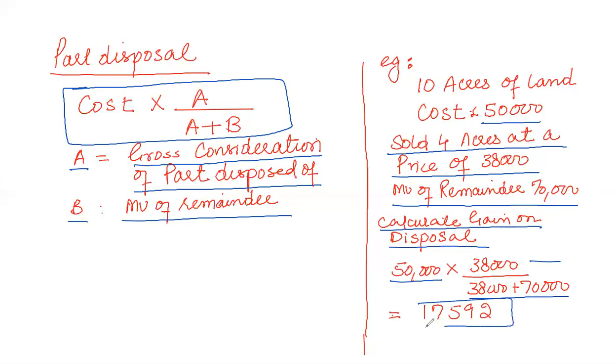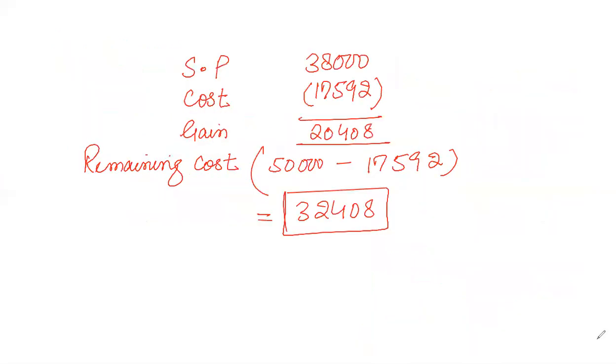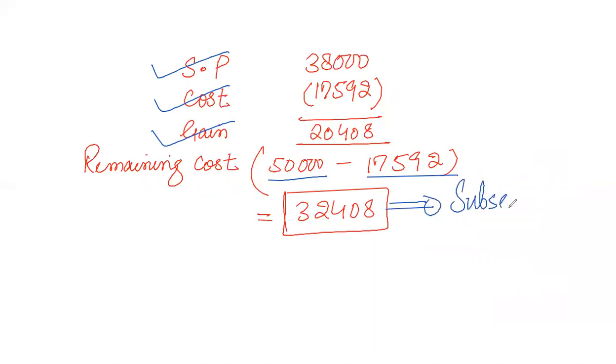So this gives us a result of the allocated cost of 17,592. Now we have found that the sale proceeds of the 4 acres of land were 38,000, the allocated cost 17,592, and the gain that is to be charged in this year is 20,408. Now the remaining cost is to be attributed to the remaining part, which we use when the remaining part is subsequently disposed of. So when we dispose of the remaining part, we will calculate the gain of this part.